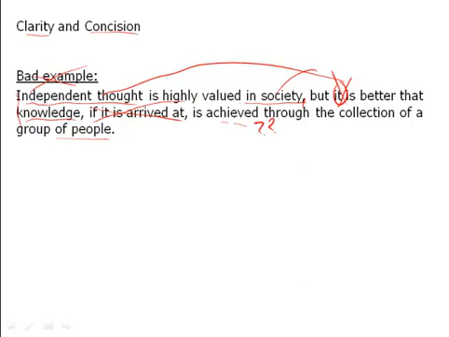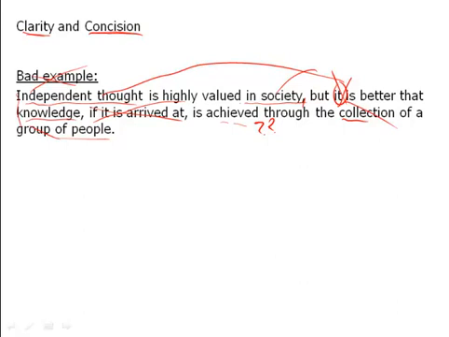You can see that this is not concise. That means it doesn't use as few words as possible to convey a point, and it's not clear because we're not exactly sure what it's saying. You can even notice here at the end, the collection of a group is redundant: a collection is a group, and a group of people are a group. So you can see that all of this is redundant, so it's just a poorly written sentence.